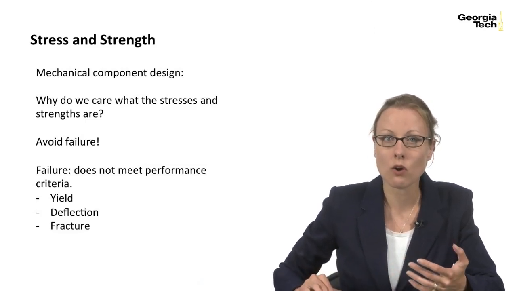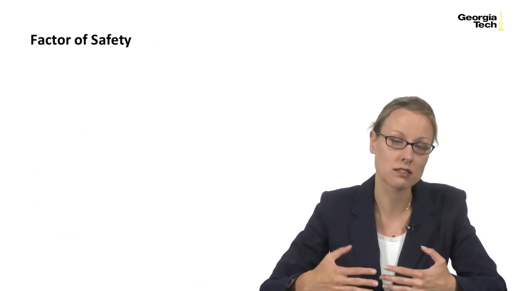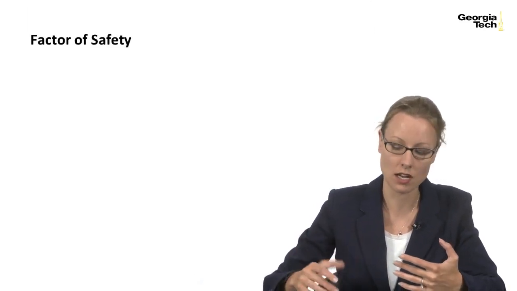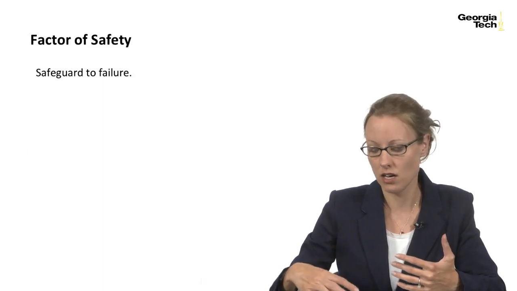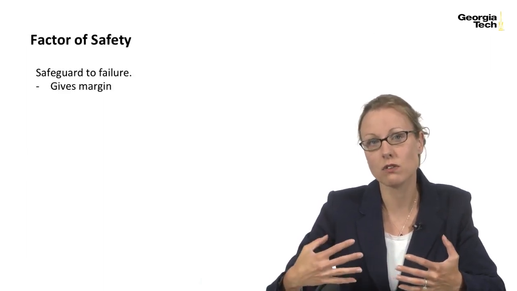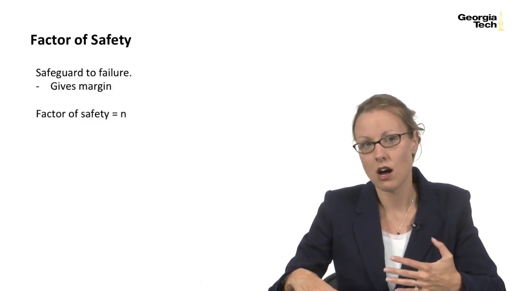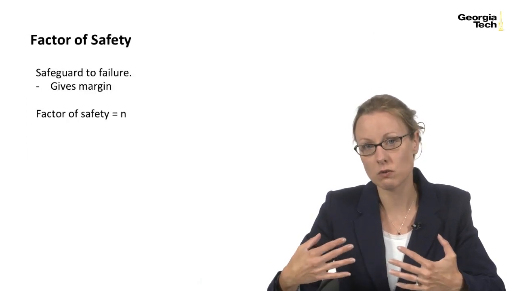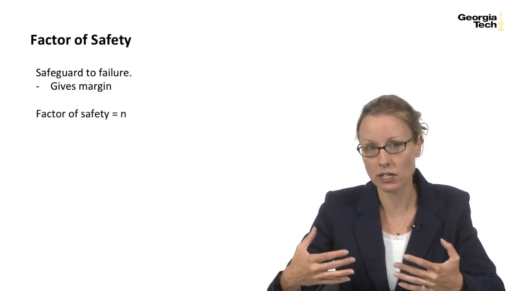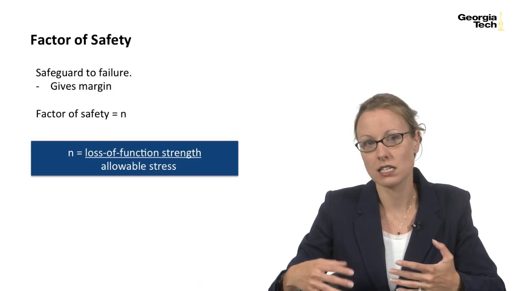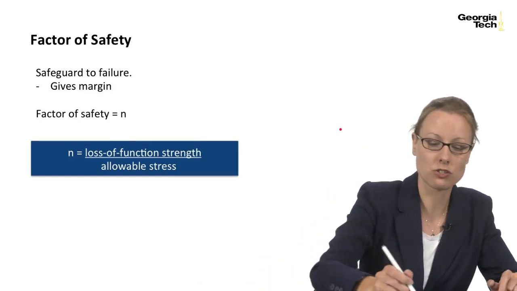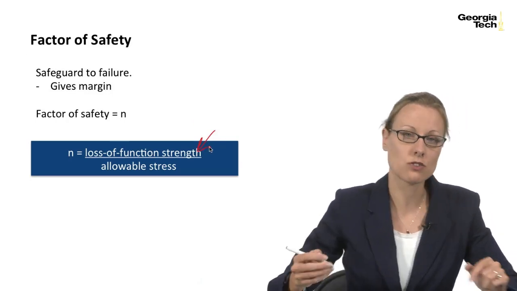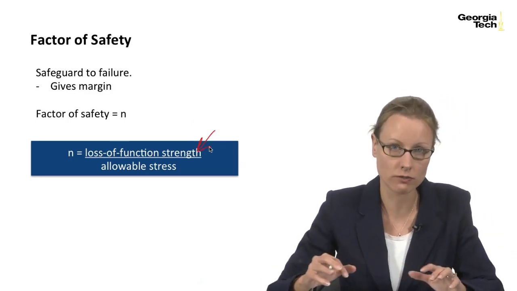And so what engineers do is they calculate something called a factor of safety. And what a factor of safety does is it acts as a safeguard to failure, and it gives you a certain amount of margin. So in this course, we'll call the factor of safety lowercase n, and what it's equal to is the loss of function strength.